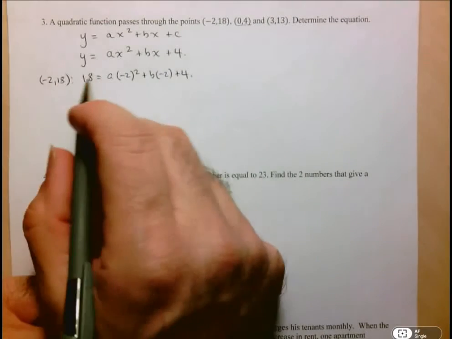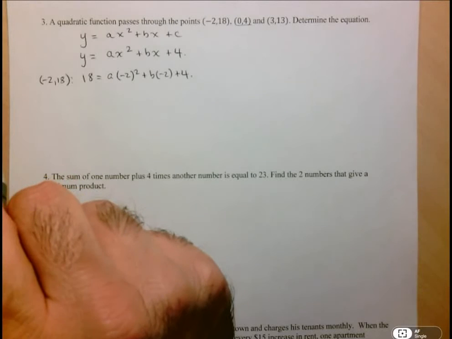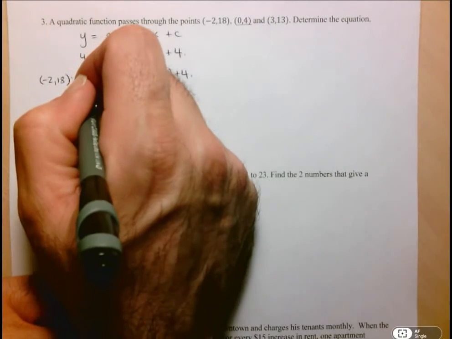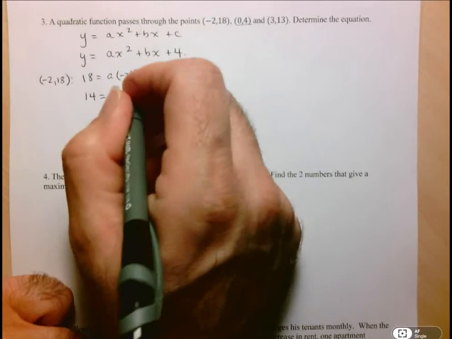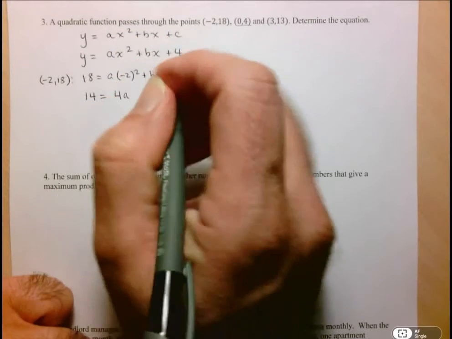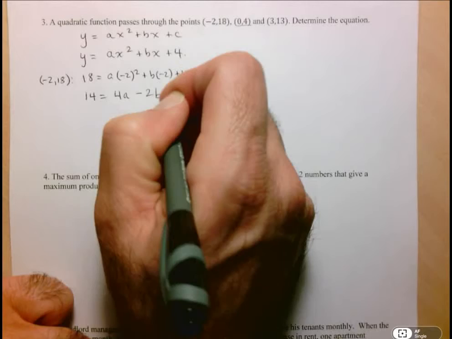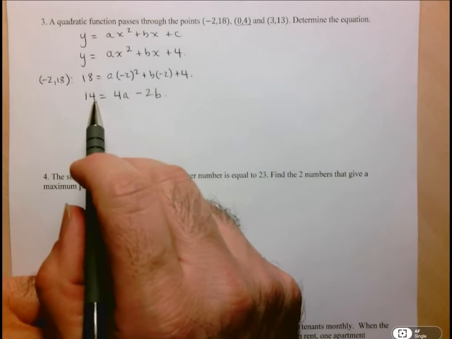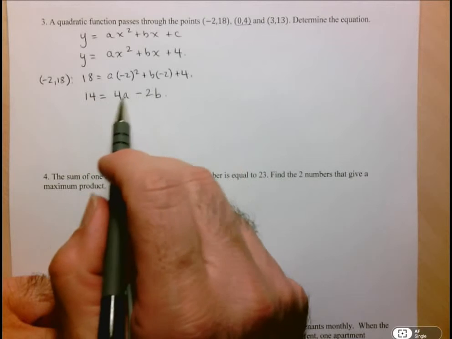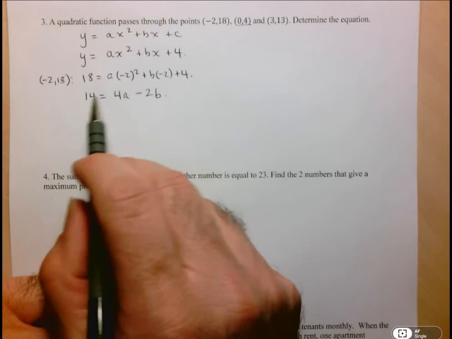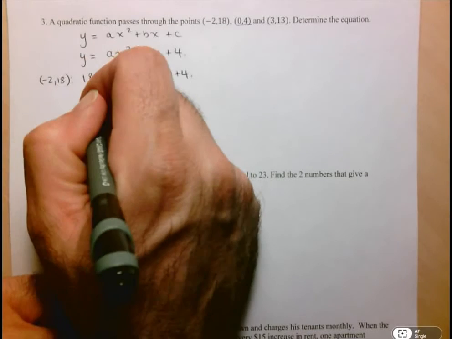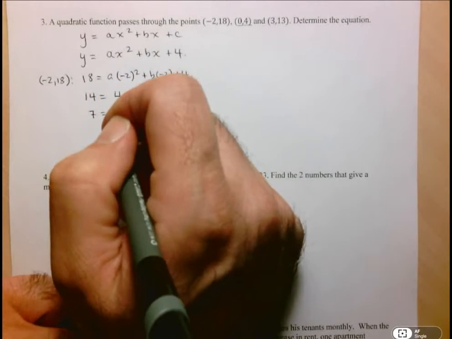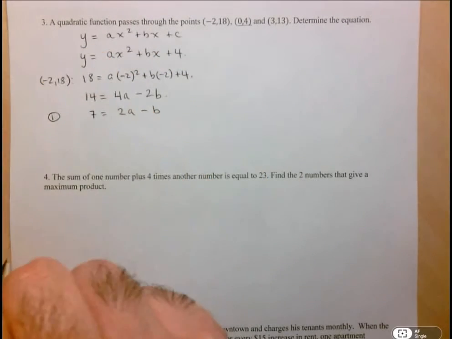But let's clean this up and try to make this as simple as possible. I'm going to take this 4 to the other side, so 18 minus 4 is 14. And here, negative 2 squared is 4, so 4a minus 2b. This is my first equation. Now I'm going to go a little further because they're all divisible by 2, so I might as well divide both sides by 2. That's going to be 7 equals 2a minus b. That's what I'm going to call equation 1.